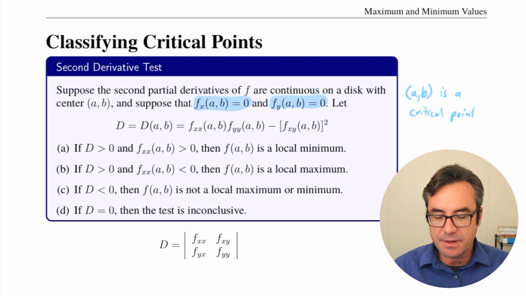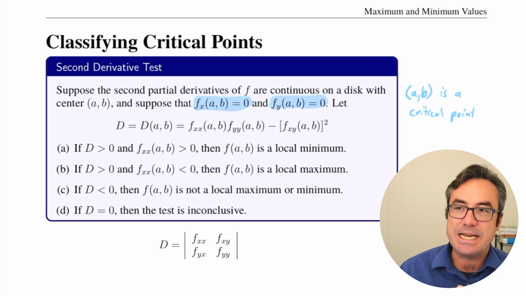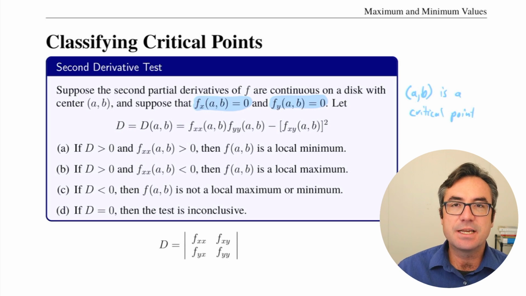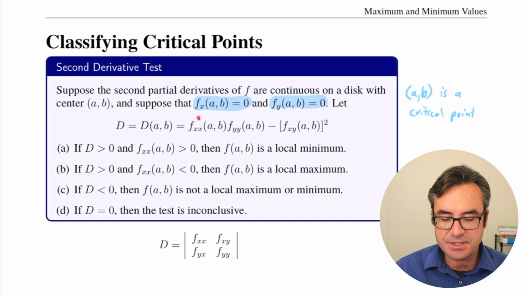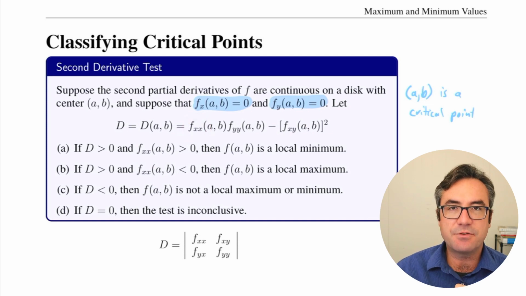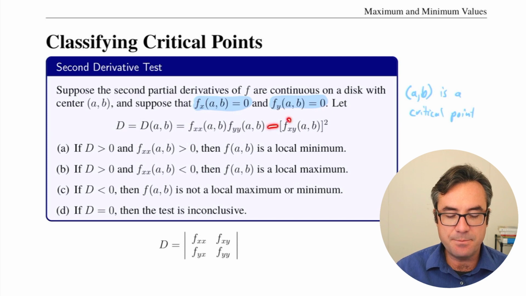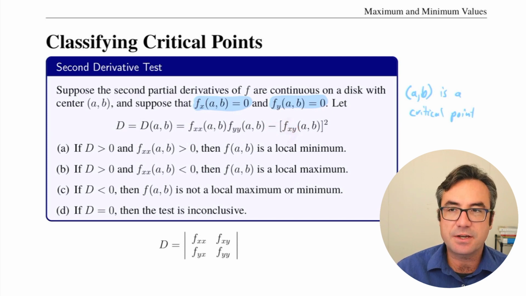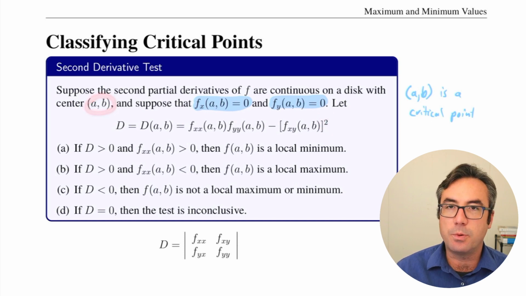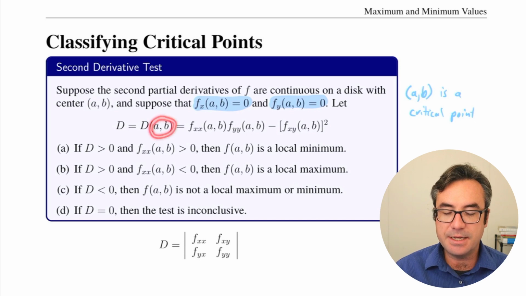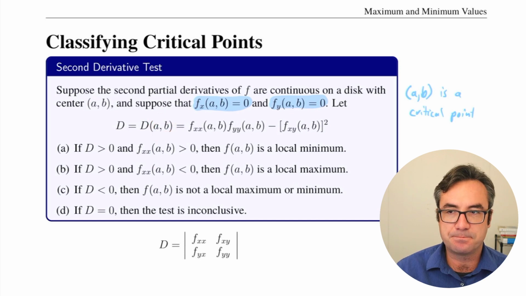And so we're going to calculate this gadget called D. And this is going to give us information about what's going on. And so it's the second order partial f double x times f double y minus the mixed second order f_xy squared. And we're going to take our critical point and we're going to plug it into this gadget D.